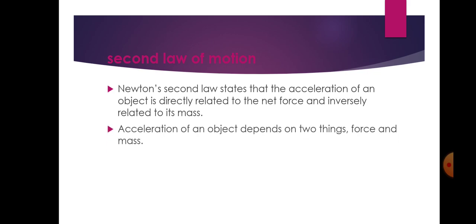The acceleration of an object depends upon two things, force and mass. These two things directly relate to the acceleration that will be produced in that body. This is the equation of that law: F = ma. Here F is the force, m is the mass of that object, and a is the acceleration that is going to be produced in that body.